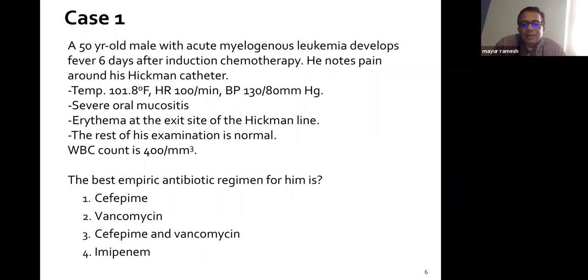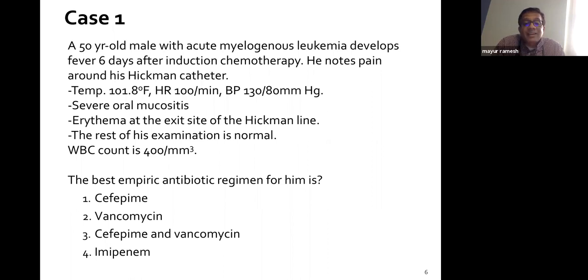This one is not a pulmonary case, but it's still very important because you can see that in the ICU. It's a 50-year-old male with acute myelogenous leukemia who develops fever 6 days after induction chemotherapy, and notices pain around the Hickman catheter. The temperature is about 101.8, the patient is tachycardic, with severe mucositis from the chemotherapy, and there is some erythema at the exit site of the Hickman line. The rest of the exam is normal. The white count is obviously low from the chemotherapy.